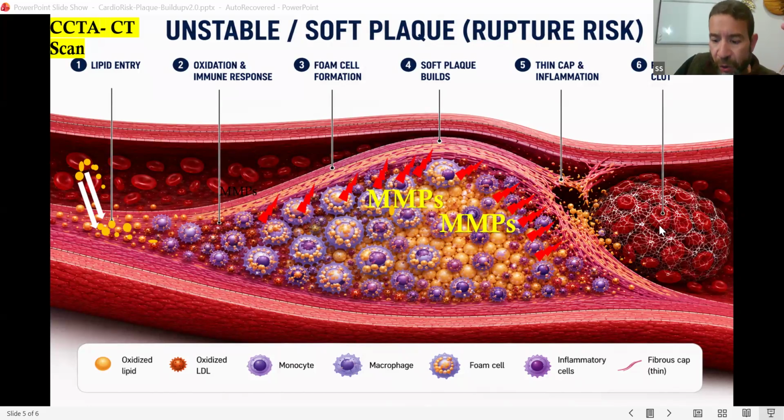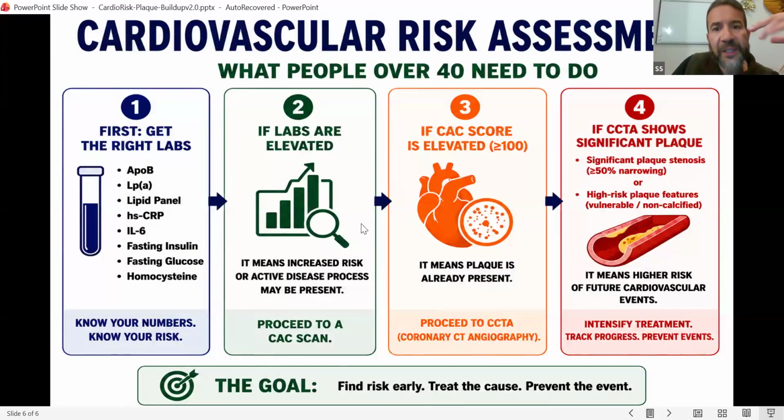Okay. So this slide here is more of a summary slide. So what do we need to do? If you are over the age of 40, these are the labs that we need to get. We need to most certainly get ApoB. We need to get Lp(a). We need to get inflammatory lab markers such as interleukin-6 and hsCRP. We can't just get fasting glucose. We need fasting insulin so we can measure IR, or insulin resistance.